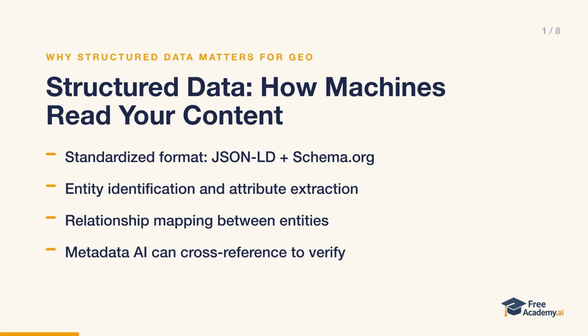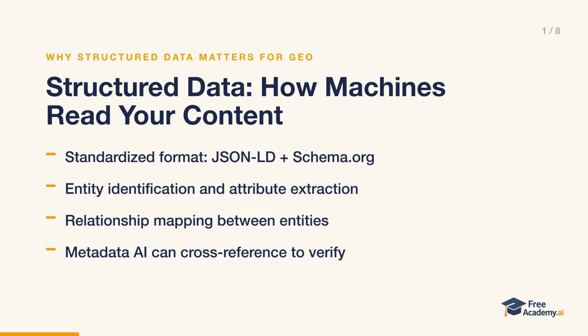It has long been important for traditional SEO, but it is increasingly relevant for AI systems that need to extract and cite specific information. For GEO, it helps in 4 ways. Entity identification clearly tells AI what your content is about. Attribute extraction makes specific data points easy to find. Relationship mapping shows how entities connect to each other, and verification gives AI metadata it can cross-reference to check your claims.